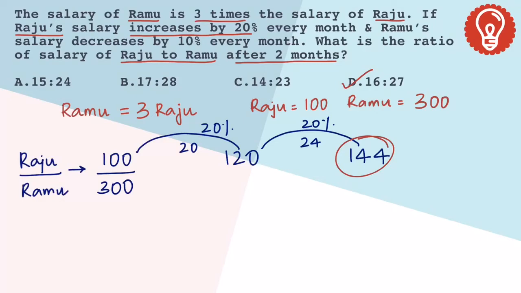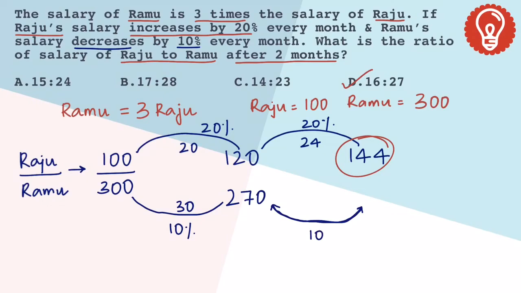Now Ramu's salary is decreasing by 10%. Now 300 and a 10% decrease, so this is going to be a 30 decrease, or this is 270 after 1 month, and another 10% decrease, that is a 27 decrease, so that's going to be 243. Now 144 is to 243. If I simplify, this can be written as 16 nines and this is 27 nines. Therefore 16 is to 27 is the correct answer. See, I told you.